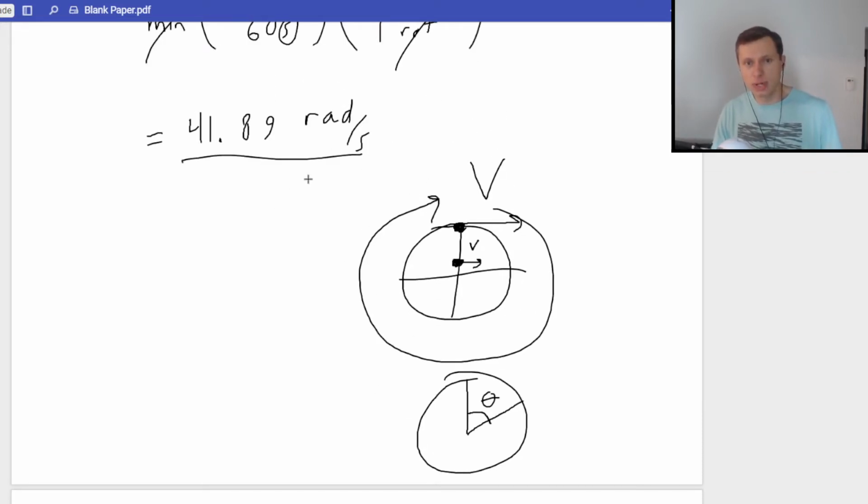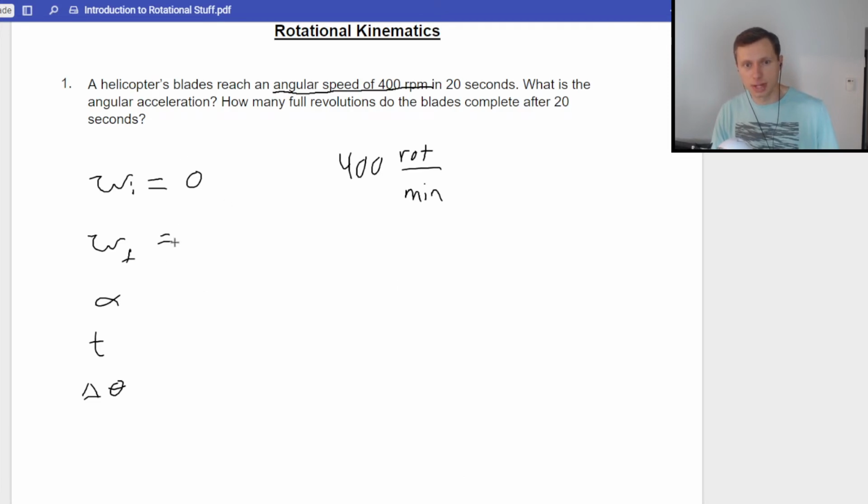We have 41.89 radians per second. I'm saying this is my omega final, my final angular velocity. Let me go back to this page. So omega final is 41.89. And again, the units are radians per second. Okay. Alpha, angular acceleration. That's what I'm actually asked to solve for, so I'll put a question mark there. Time, they tell us it's 20 seconds.